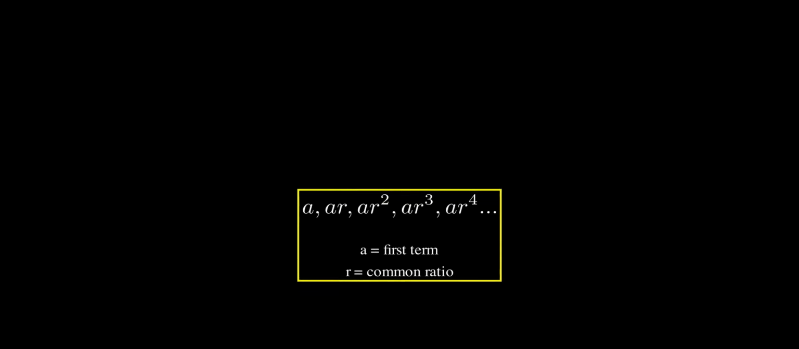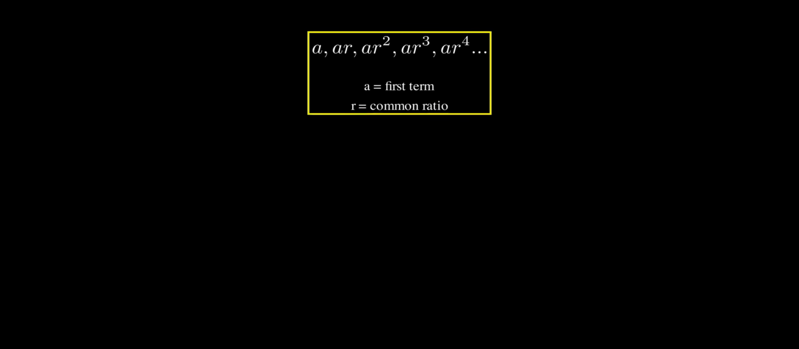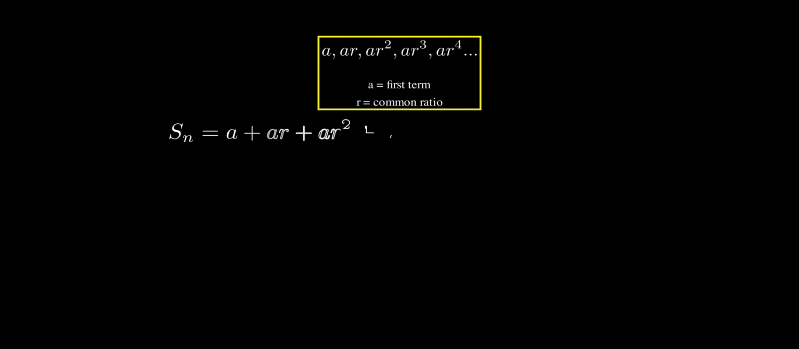Now that we know what geometric sequences are, before we get to the sum of an infinite geometric sequence, we should figure out the sum of n terms of a geometric sequence. Let's say S sub n is the sum of a geometric sequence. So it would be a plus ar plus ar squared plus ar cubed and so on plus ar to the power n minus 1. Now let us multiply this sum by r.